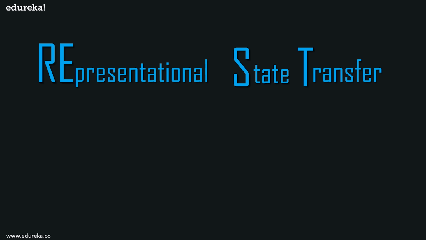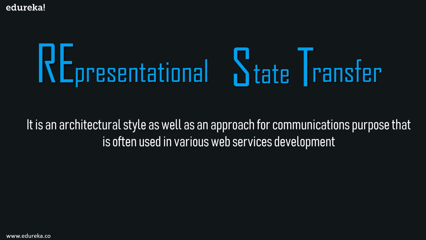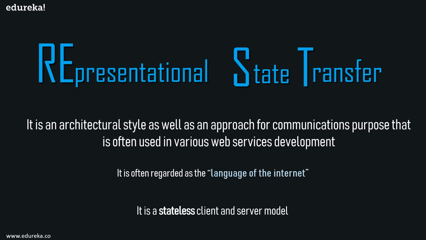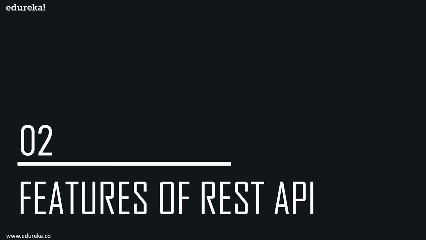Now, if I have to define REST for you, then representational state transfer, or REST, is an architectural style as well as an approach for communication purposes that is often used in various web services development. This architectural style of REST helps in leveraging lesser use of bandwidth to make an application more suitable for the internet, and is often regarded as the language of the internet and is completely based on resources. Apart from this, it's also a stateless client-server model that you can understand. So REST is really simple, guys. It's just an architectural style as well as an approach for communication purposes that is often used by various web services development. So now that you know what REST is, let's look into the features of the REST API.